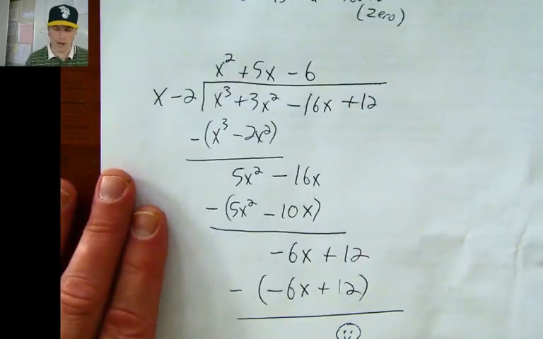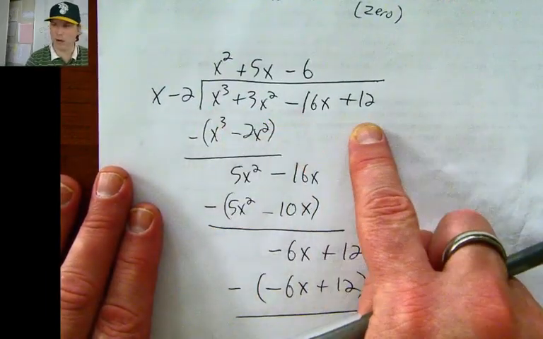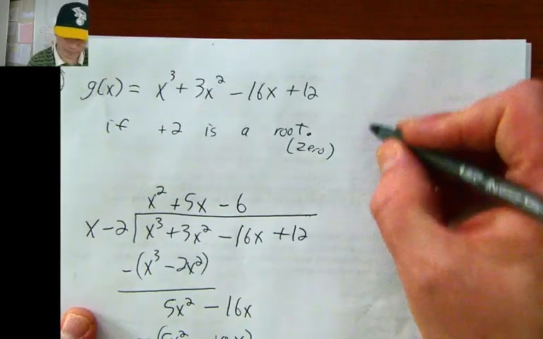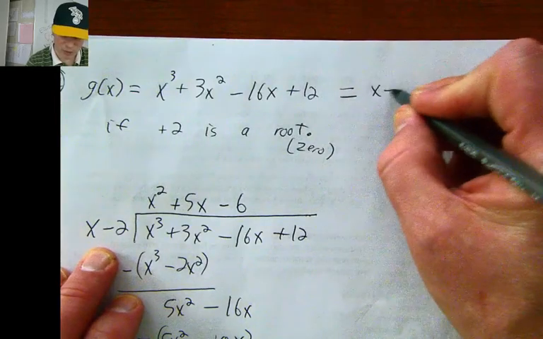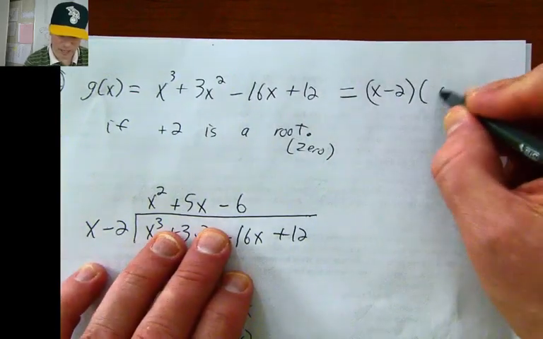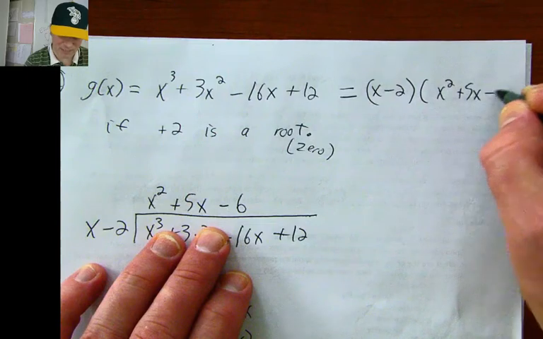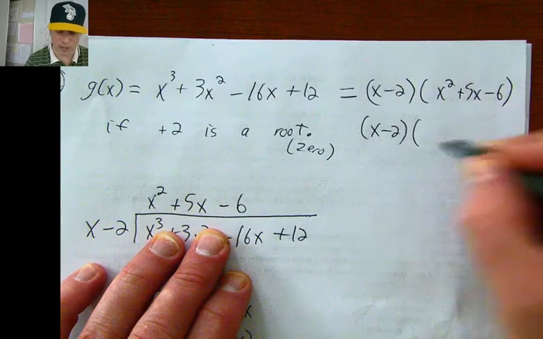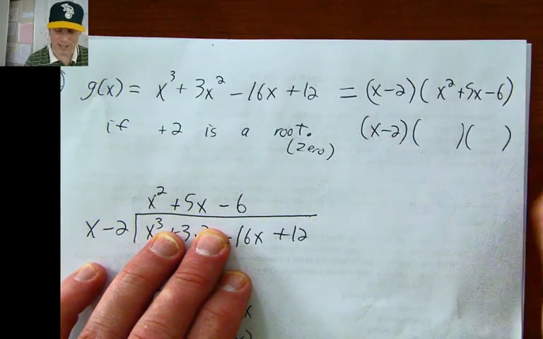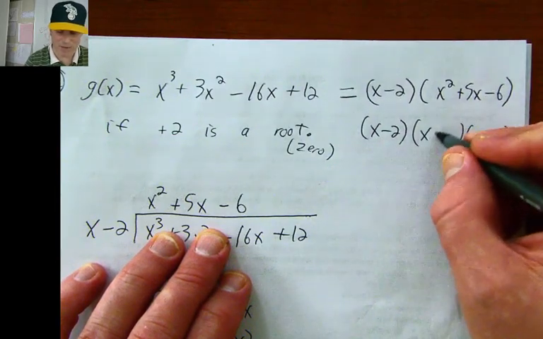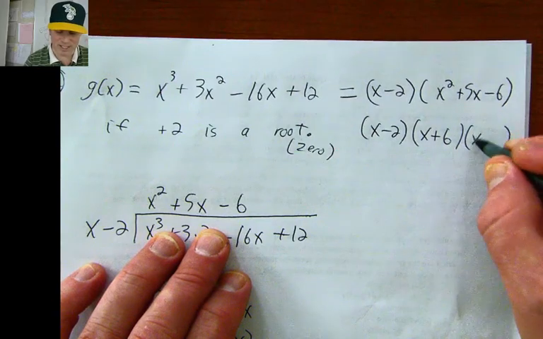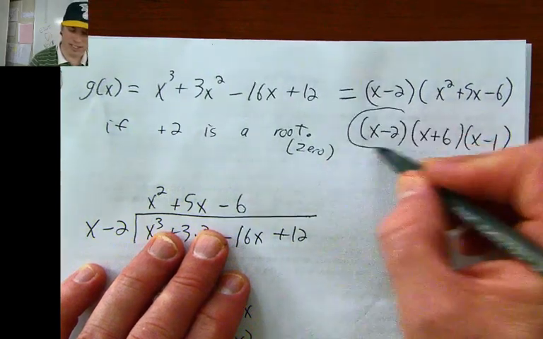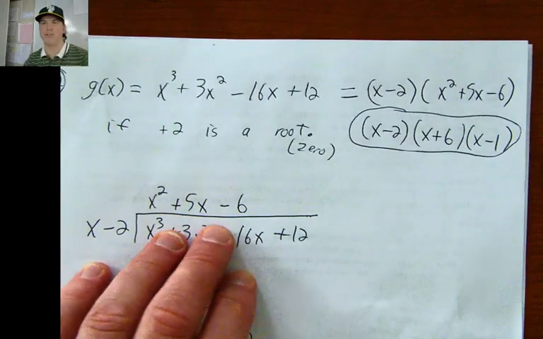So we know now that x cubed plus 3x squared minus 16x plus 12 is equal to x minus 2 times x squared plus 5x minus 6. So now, final step to finish up the factoring. I need something that multiplies to negative 6 yet adds up to positive 5. That sounds like positive 6 and negative 1. And I'm fully factored. And oh yes, this lesson is less than 7 minutes long.